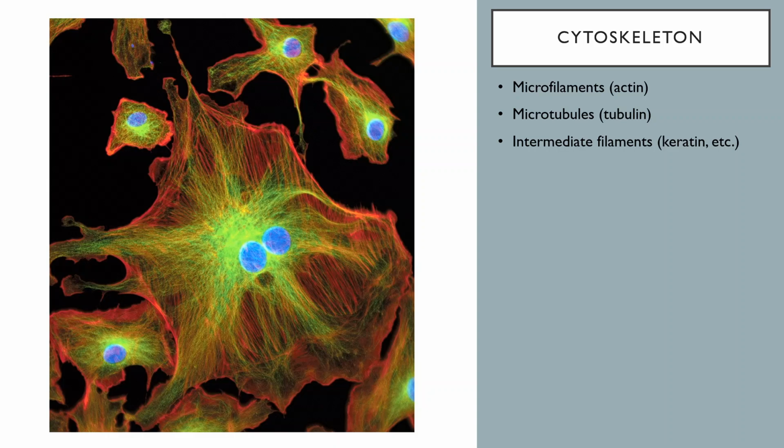But the cytoskeleton is made mostly of three kinds of protein. Actin, which is especially important for moving the cell. So whenever cells that have the ability to move in their environment use actin to do that.